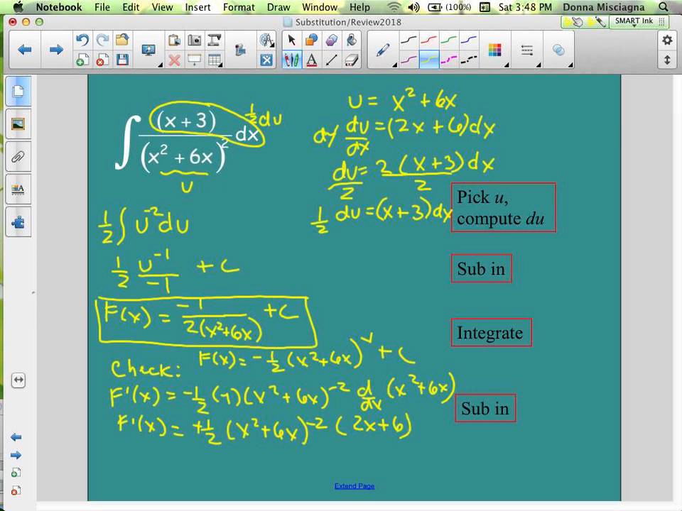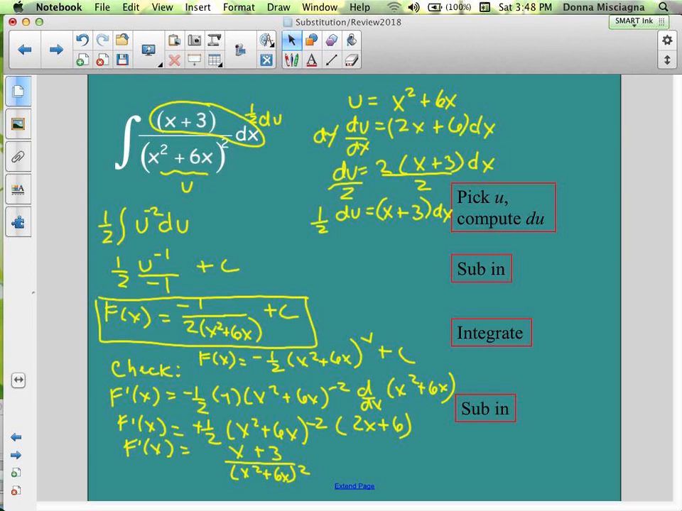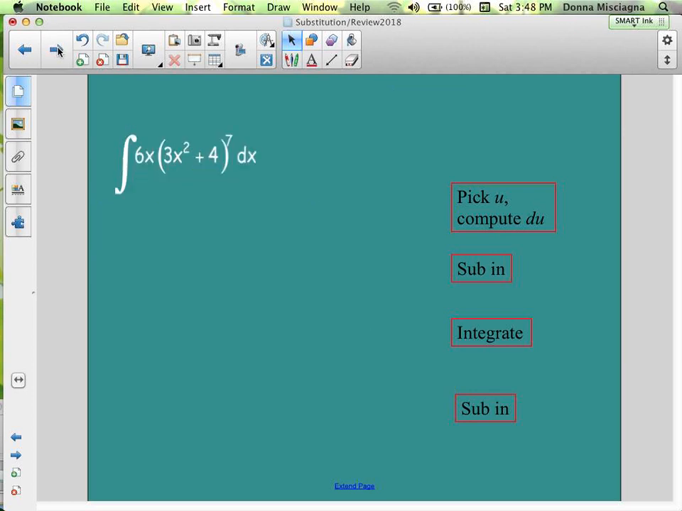If we distribute that 1/2 to both of those, we have x plus 3 in the numerator and x squared plus 6x squared in the denominator. And look, it matches. So our check is good. All right, let's try another one.